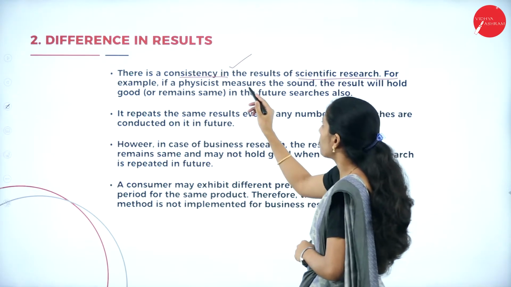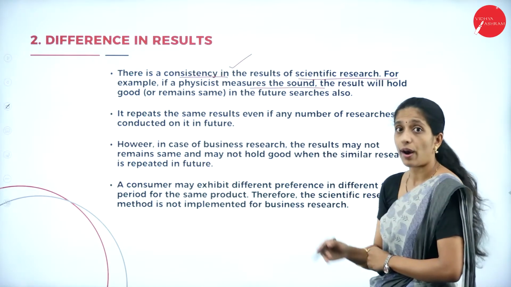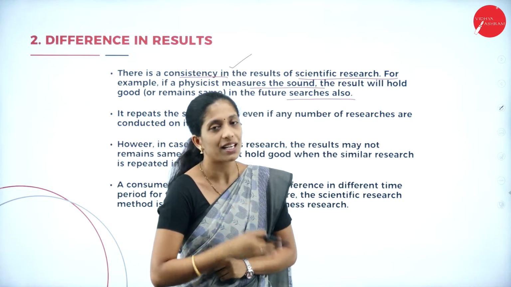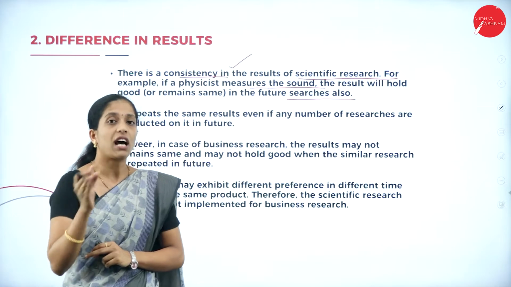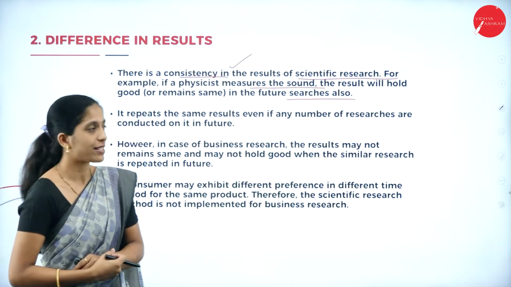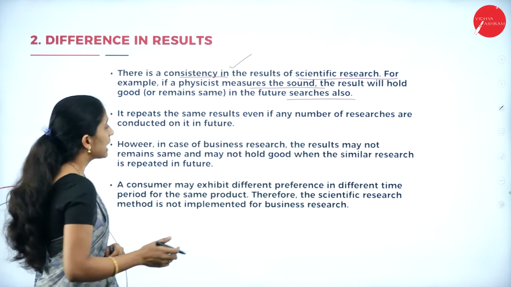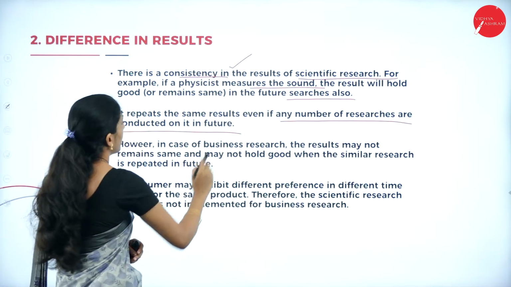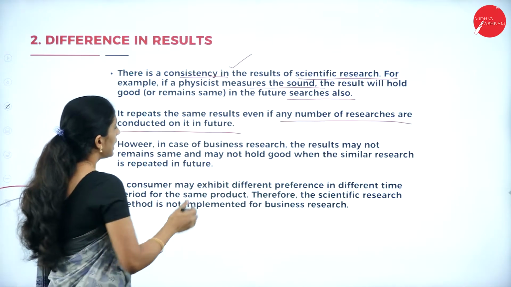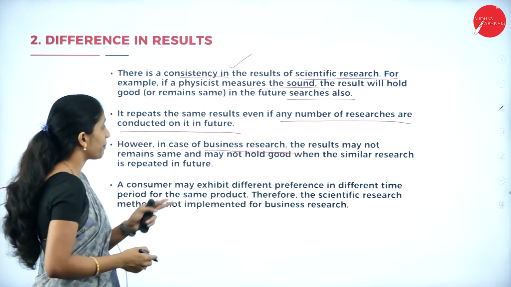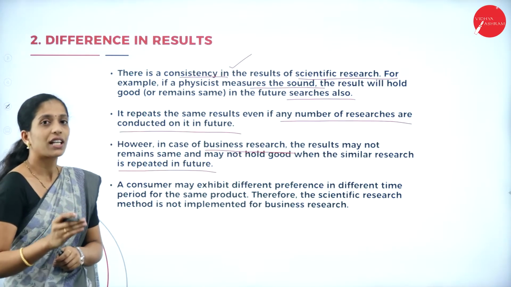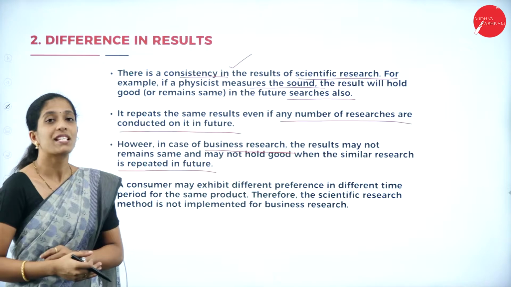For example, if a physicist measures sound, the result will hold good in future research also. If one person has experimented a particular thing and got a result, another person doing the same experiment will get the same result. But this will not happen in business research. In scientific research the same result is repeated even if the research is conducted many times in the future. However, in business research the result may not remain the same and may not hold good when similar research is repeated in future. So we cannot get a consistent result under business research.